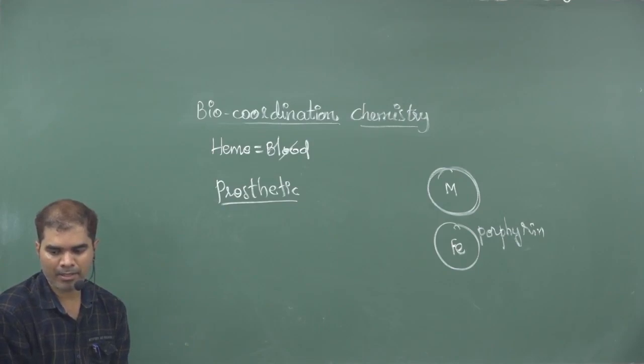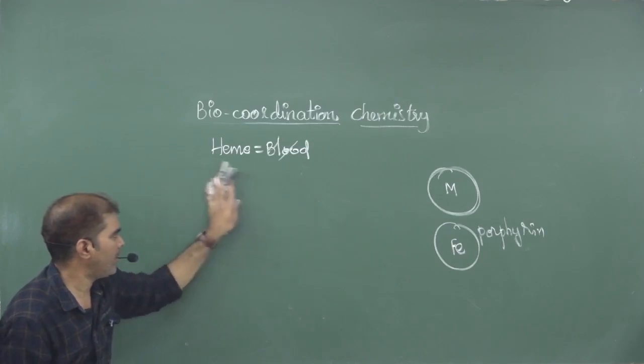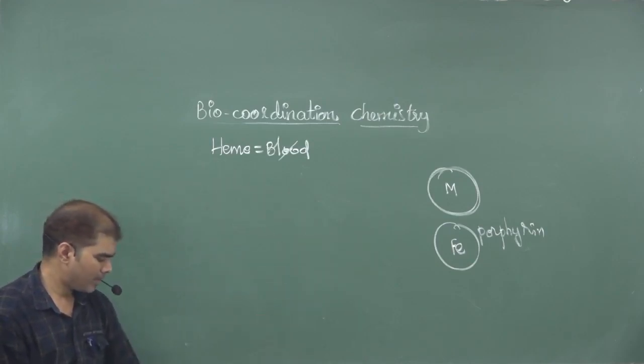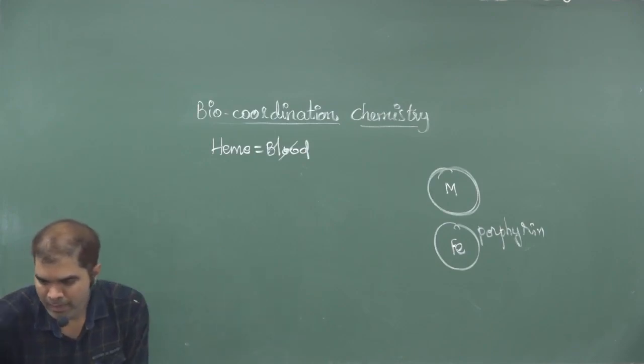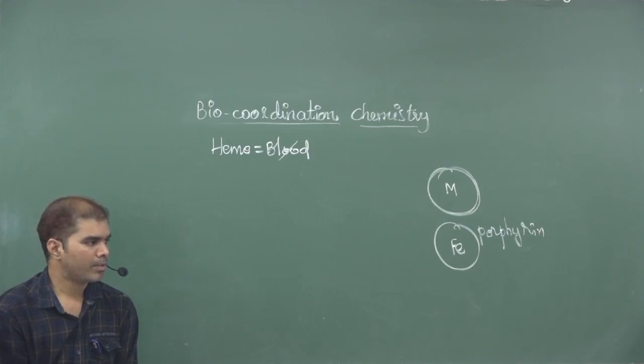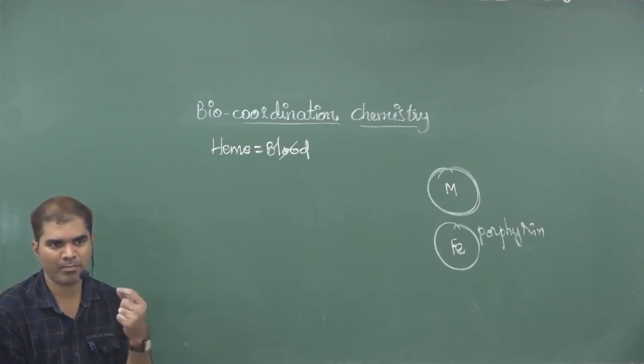And hemocyanin is a non-heme copper protein. Hemocyanin is a non-heme copper protein. Okay. In bioinorganic chemistry, every point can be a potent question. Always remember, every point can be a question.